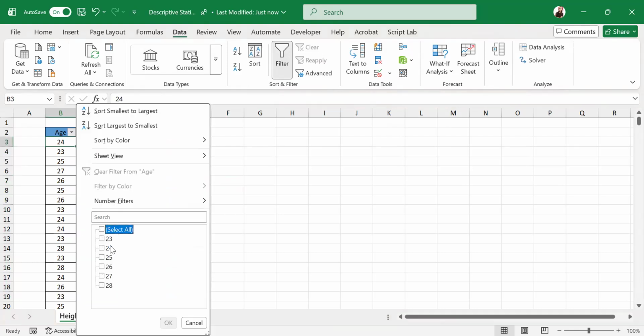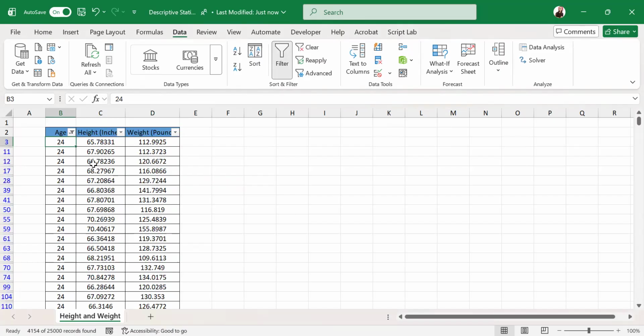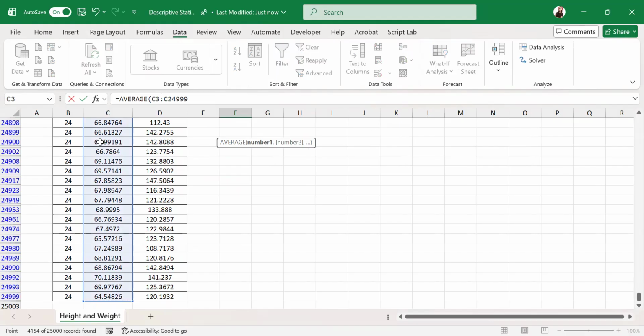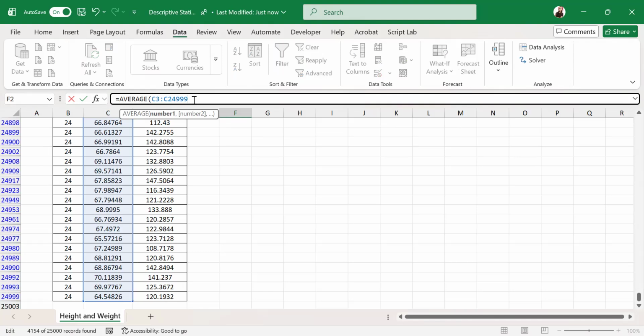Now, be careful here. This is really common. If I just filter out the 24s, right here, we have some skips. So from 3 to 11, from 12 to 17, okay? Those cells that are in between are just hidden, okay? Therefore, if I try to get my average of this whole thing, it still gives me from C3 all the way to 24,999, okay? I don't want the average of all of those. I only want the average of the ones that are shown, of the ones that are 24 years old.